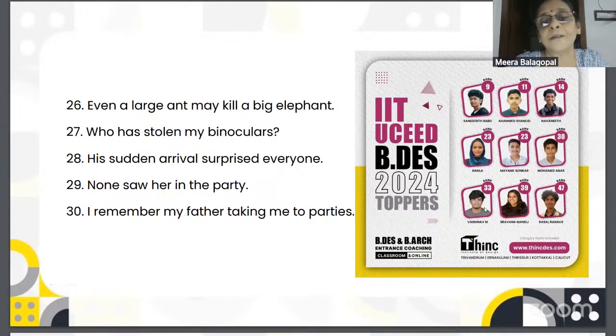I remember my father taking me to parties. So I remember my father is active voice. So, I remember being taken. My father taking me to parties is present continuous tense. So you have to use being. I remember being taken to parties by my father. The same tense has to be followed in passive voice, so, being plus participle form: being taken to parties by my father.